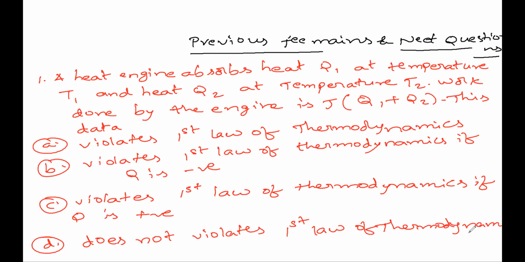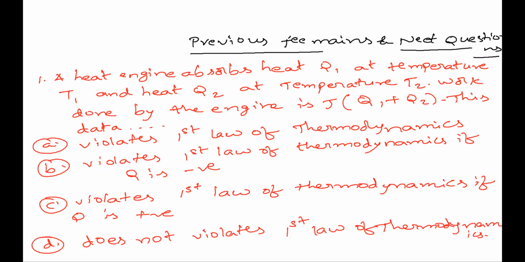So these questions are on the first law of thermodynamics. So this is the question. A heat engine absorbs heat Q1 at temperature T1 and heat Q2 at temperature T2. Work done by the engine is J into Q1 plus Q2. This data violates... Option 1 violates first law of thermodynamics. Option 2 violates first law of thermodynamics if Q is negative. Option 3, that is C option, violates first law of thermodynamics if Q is positive. And option D does not violate first law of thermodynamics.